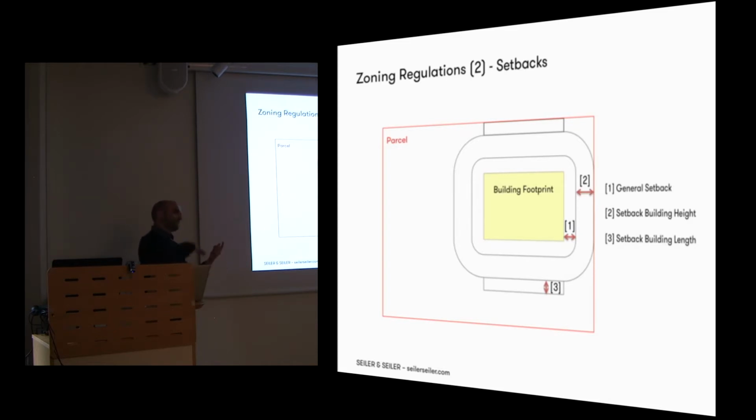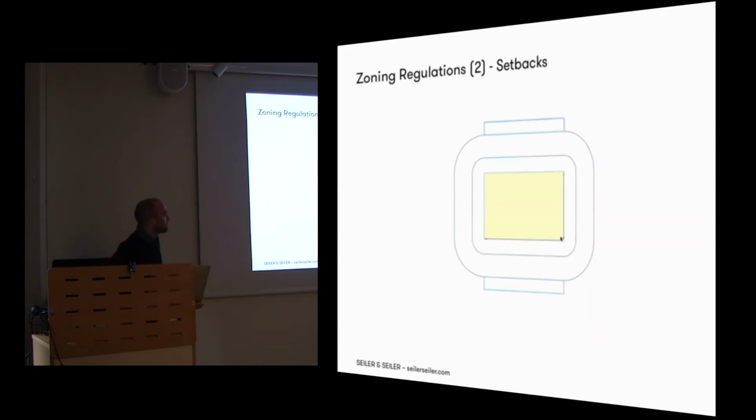So if the building exceeds a certain threshold, there's an additional setback for that. And there's also an additional setback, number 3, for the building length. Again, once it exceeds this threshold, there will be an additional setback. That's a bit boring, so I'll show you in CityEngine how this works.